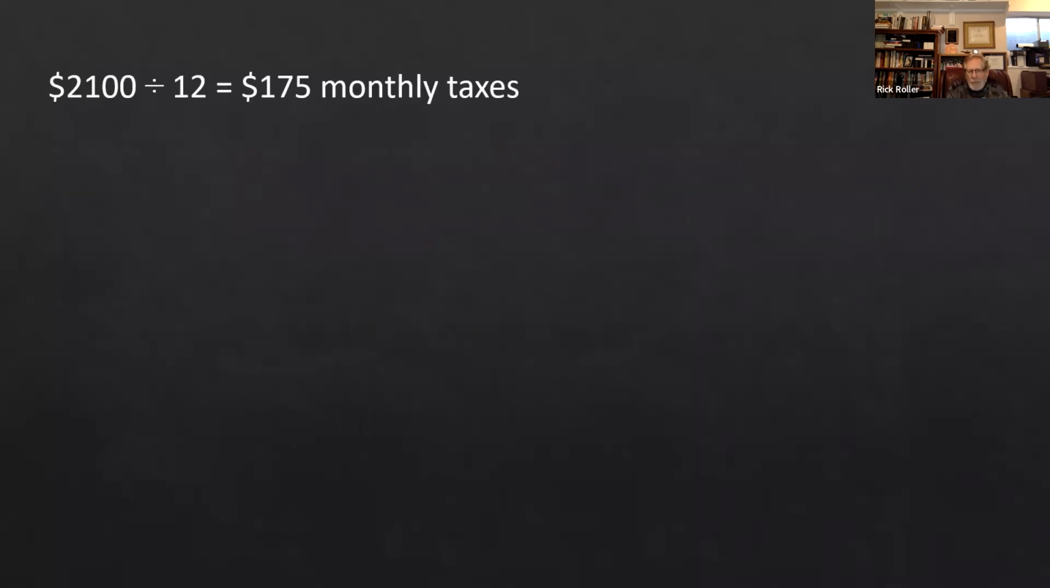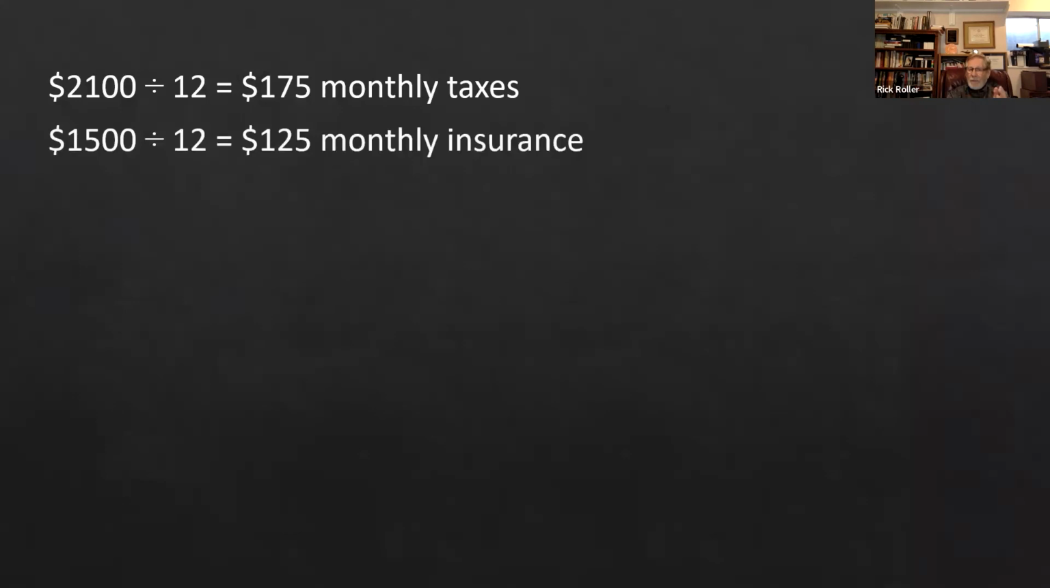$2,100 divided by 12. We're looking for the monthly tax figure, because it gave us $2,100 for the annual figure. Divide that by 12. So let's hang on to that one. Now let's look at the insurance. $1,500 divided by 12. We want a monthly expense because the payment was monthly, wasn't it? That's $125.